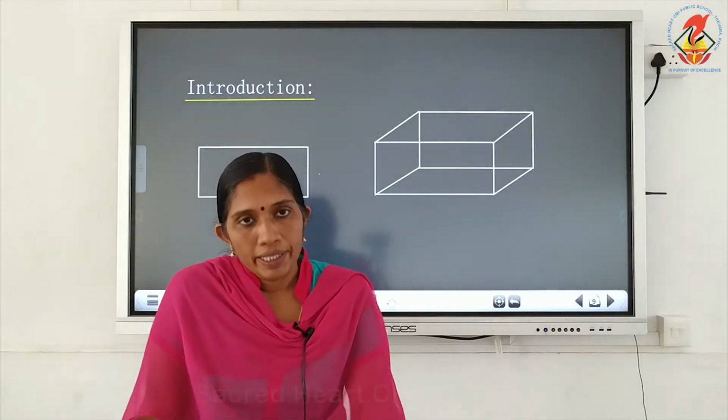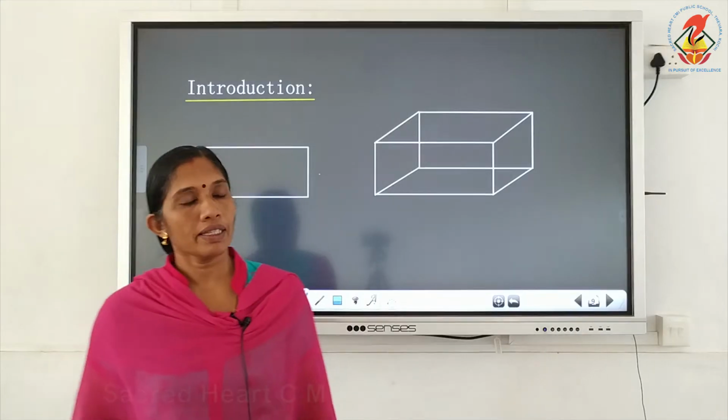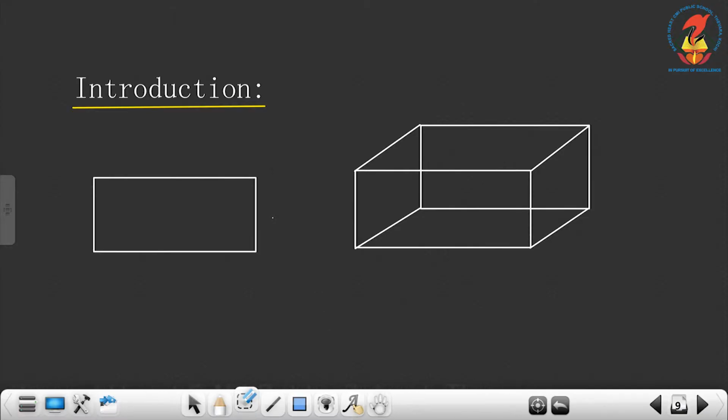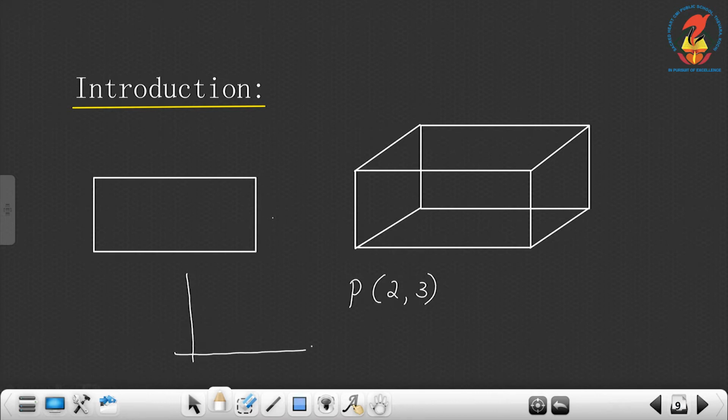Suppose we have to locate a point in a plane, then what do we do? Suppose the point P is (2, 3). How do we locate this point in the plane? For that we need the x-axis and y-axis, isn't it? Here is the origin. Then take 2 units on the x-axis and 3 on the y-axis. Then draw perpendiculars. They will meet at the point. That point is (2, 3).